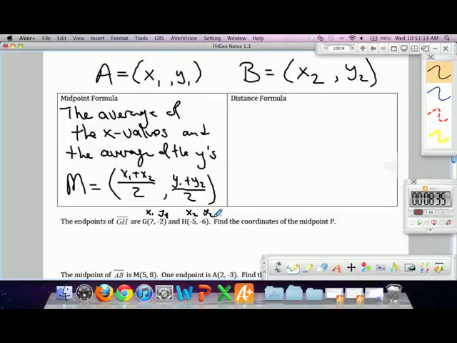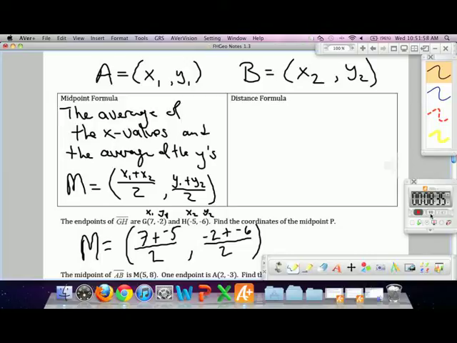So 7 plus -5 is 2. 2 over 2 is 1. -2 plus -6 is -8, -8 divided by 2 is -4. So this says that the midpoint between 7, -2 and -5, -6 is exactly 1, -4.